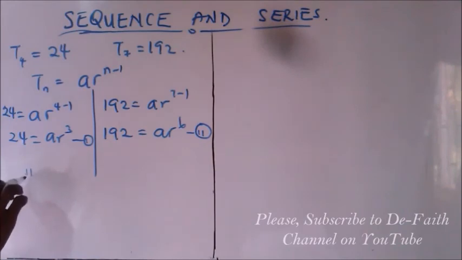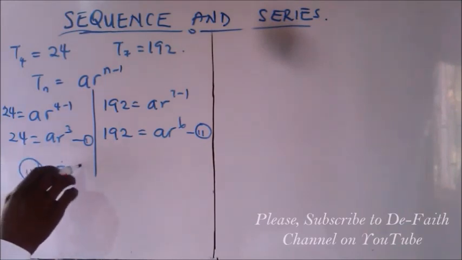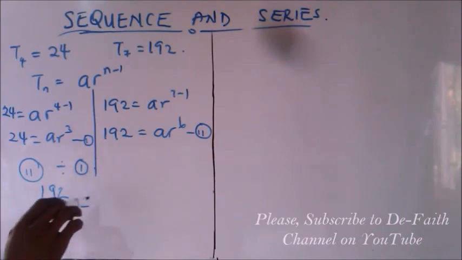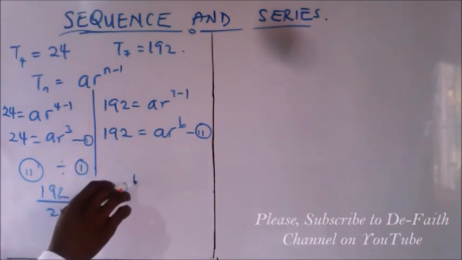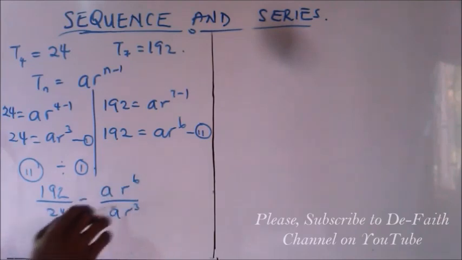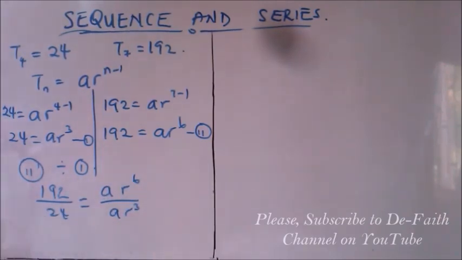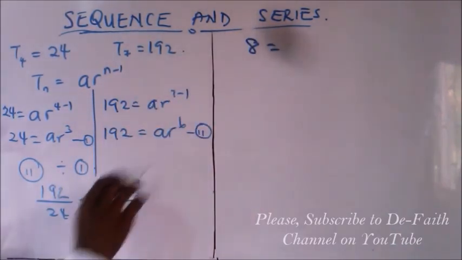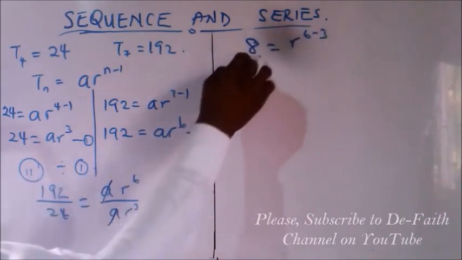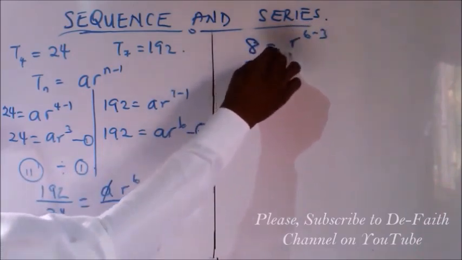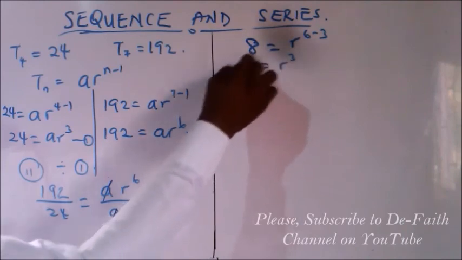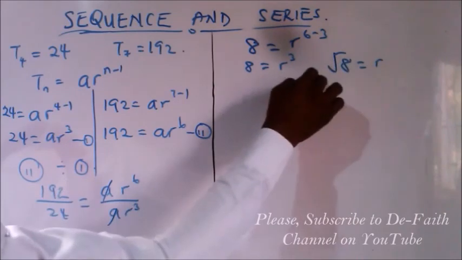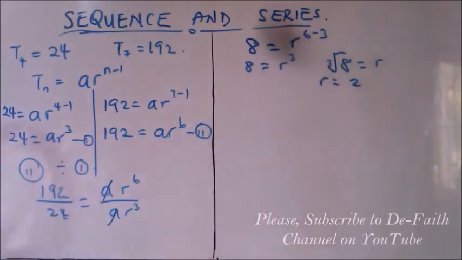So we could say equation 2 divided by equation 1, and that will give 192 over 24 equal to A R raised by 6 over A R raised by 3. 192 divided by 24 gives 8. A cancels A, and then over here we have R raised by 6 minus 3. So we have 8 equal to R raised by 3. So we bring this 3 over here and we have it as cube root of 8 equal to R. Hence R equal to 2.